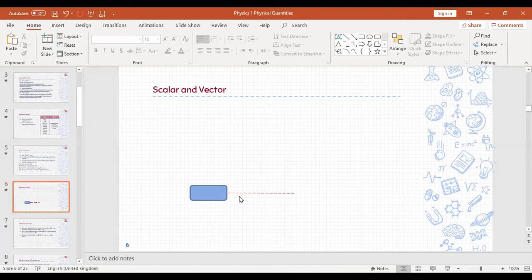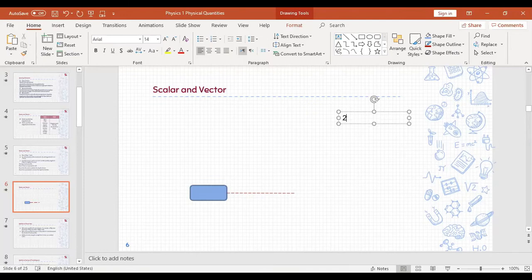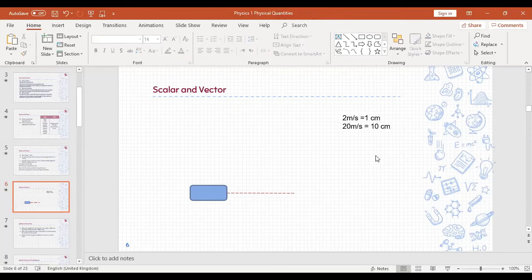All right, so now let's say we have to first find an appropriate scale for it. If it's 20 meters per second, we're assuming, all right, 2 meter per second is 1 centimeter. So if 2 meter per second is 1 centimeter, 20 meter per second would be 10 centimeters. So on paper, your line should be of 10 centimeter.